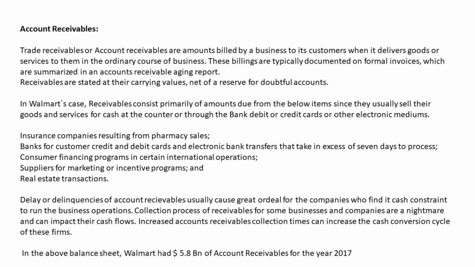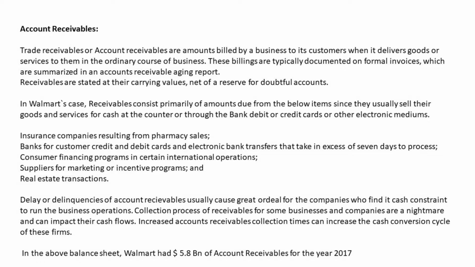Now let's see. Examples of the scenarios here are the insurance companies resulting from pharmacy sales. Walmart has a significant portion of its revenue coming from pharmacy sales, and pharmacy typically has a process where the settlement goes through insurance companies, and the insurance companies validate, qualify, and approve. By the time the settlement happens, it's typically months.